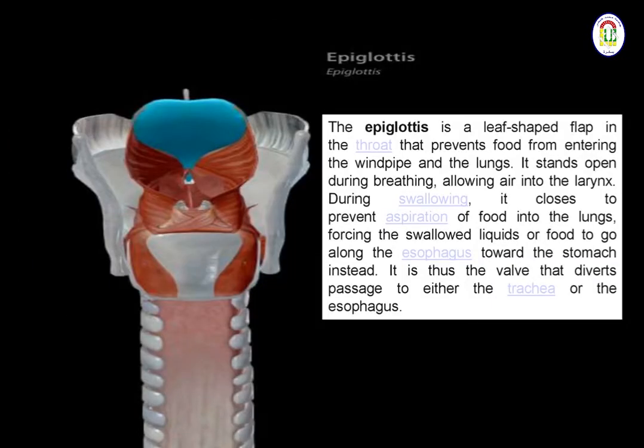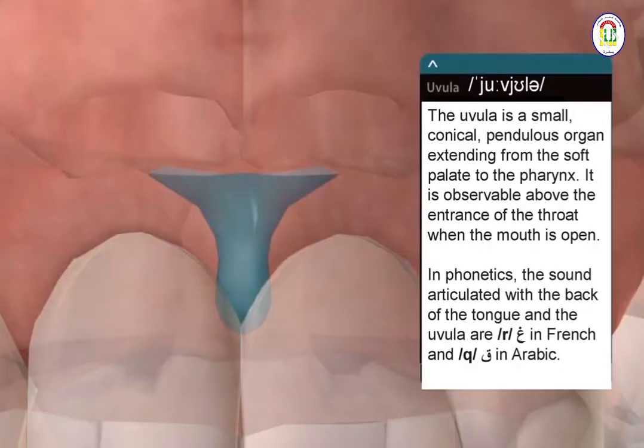The epiglottis is a leaf-shaped flap in the throat that prevents food from entering the windpipe and the lungs. It stands open during breathing, allowing air into the larynx. During swallowing, it closes, forcing swallowed liquids or food to go along the esophagus towards the stomach instead. It is thus the valve that diverts passage to either the trachea or the esophagus. The uvula is a small conical pendulous process extending from the middle of the posterior portion of the soft palate, just superior to the oropharynx.